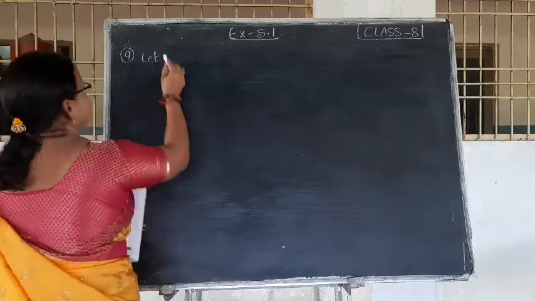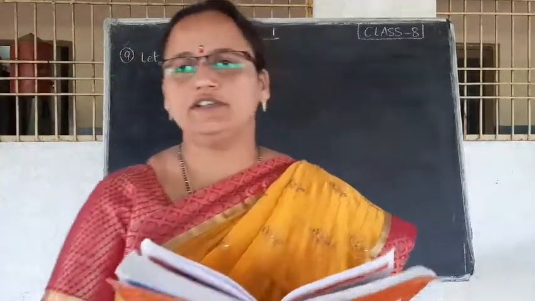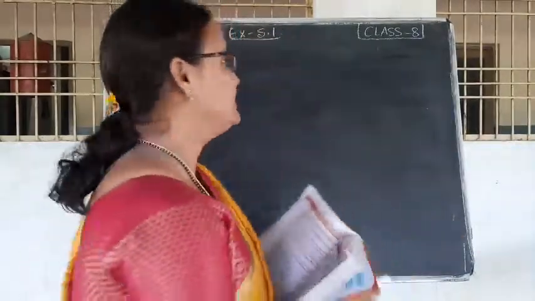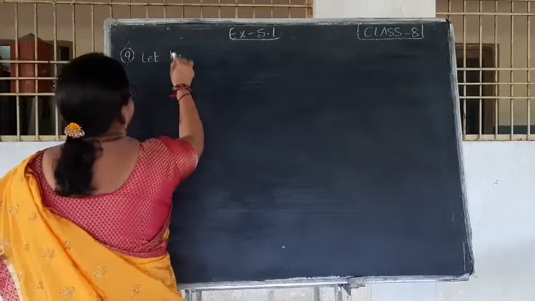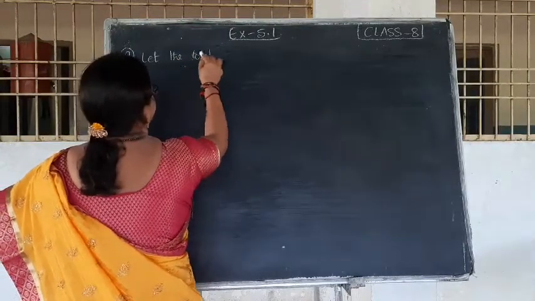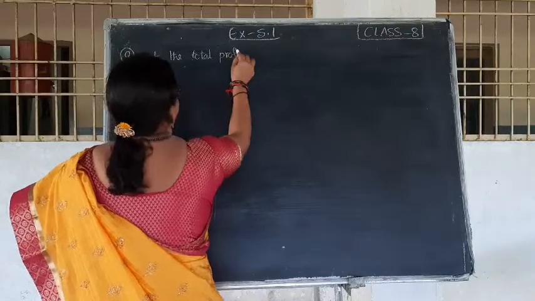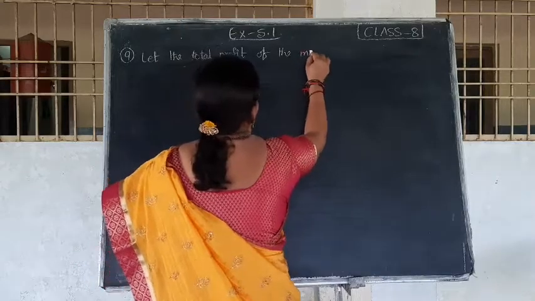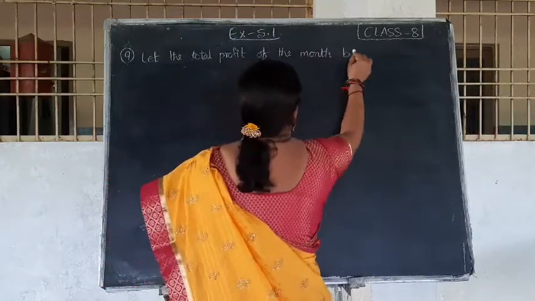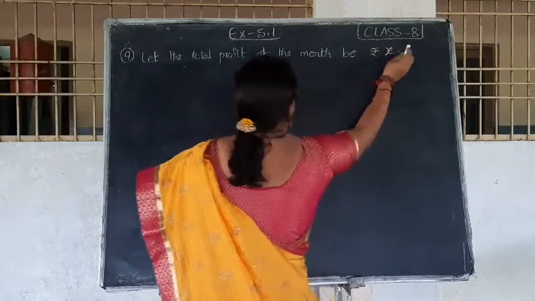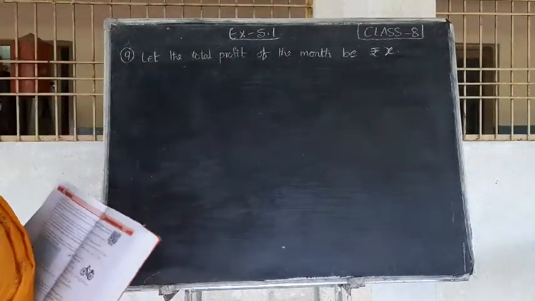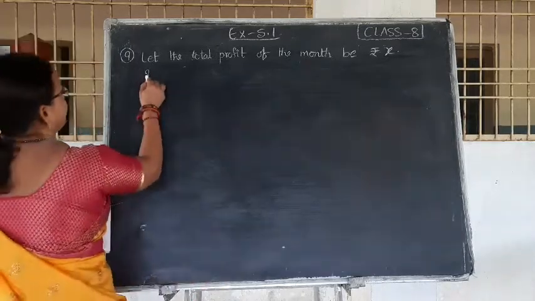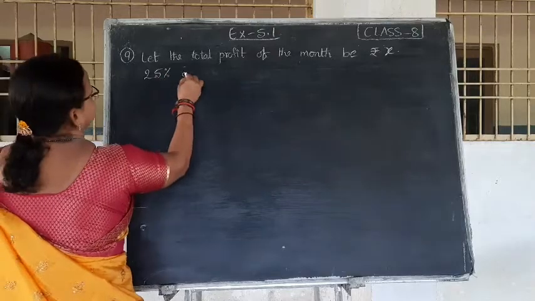So we don't know what the total profit in a particular month is. So let us take the total profit in a particular month as X. Let the total profit be X. The total profit of the month is X rupees. Then Rihana receives 25% of the profit.